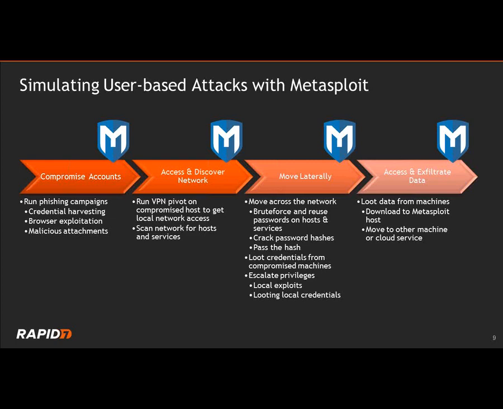Once we've compromised the machine, we have full access to whatever that user has access to, so we can upload, download files. We can access anything that the user can access. And we can move that either to the Metasploit host, which is the attacker machine, or we can move it sideways into another machine or a cloud service. So this is basically an overview of how we can simulate an attack.